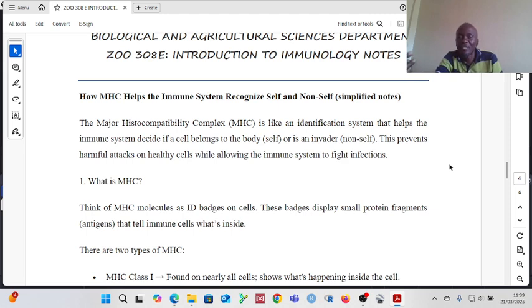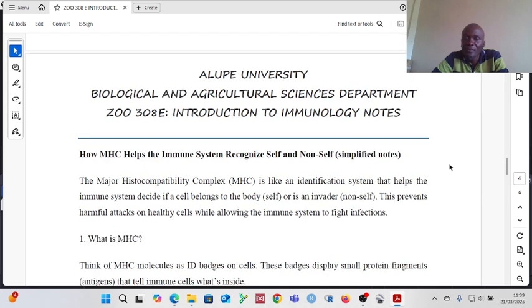But when you are answering, you don't use the idea of ID badges and other things. They are just giving you explanations in a simple way so that you can understand. So for these ones, read all of them from page 1 to page 6. But from page 4 to 6, they are just simplifying issues so that you can understand in an easier way.